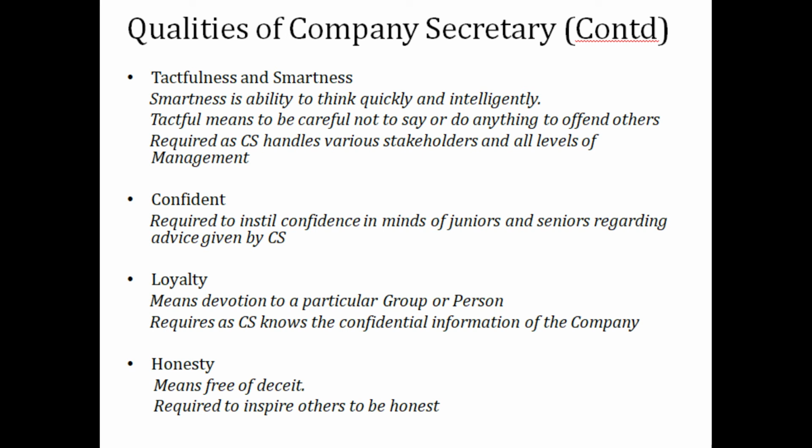Loyalty, loyalty is the devotion to a particular group or person. Because the CS has the knowledge of confidential information, he may be tempted by rival companies to share that information, but he should be loyal and should not pass on this information to the rival companies. Next is he should be honest, that is, he should not be deceitful, he should be truthful and sincere. When the CS has a good character, then first you can rest assured that he will be loyal to your company, and second, he will also work as an inspiration to the officers at various levels.